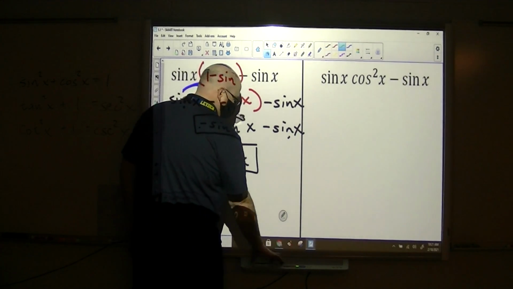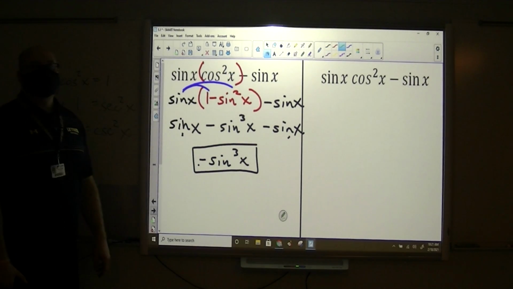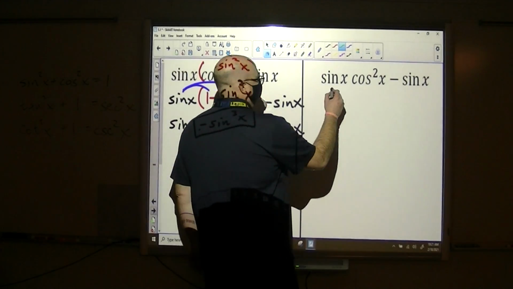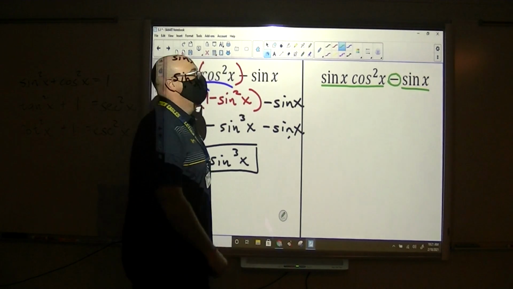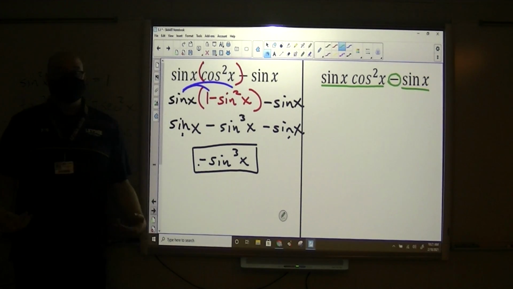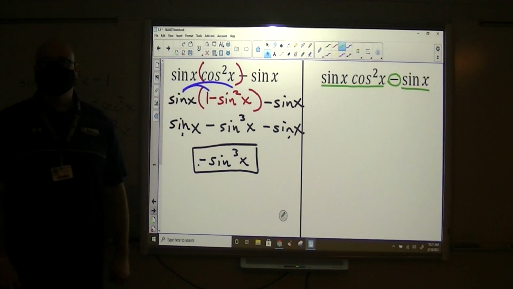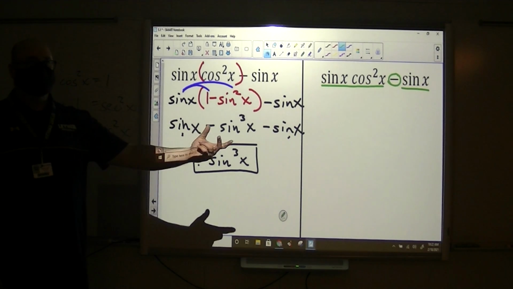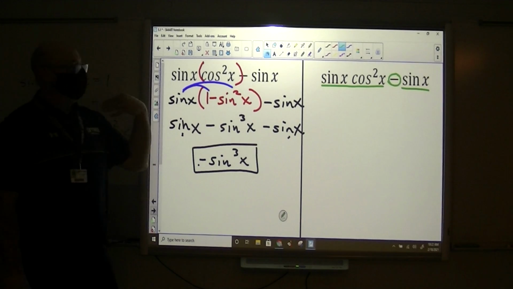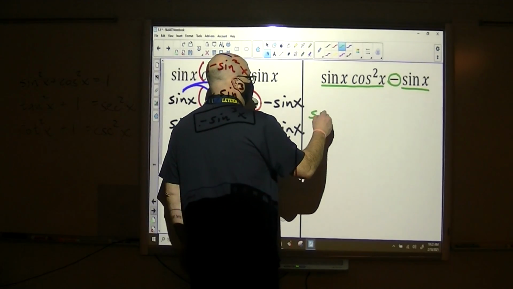So here, option number 2, factoring. Look at the terms that are separated by the minus sign and see if they have anything in common. And they do. They have a sine x. So take the sine x and factor it away from both of those terms.